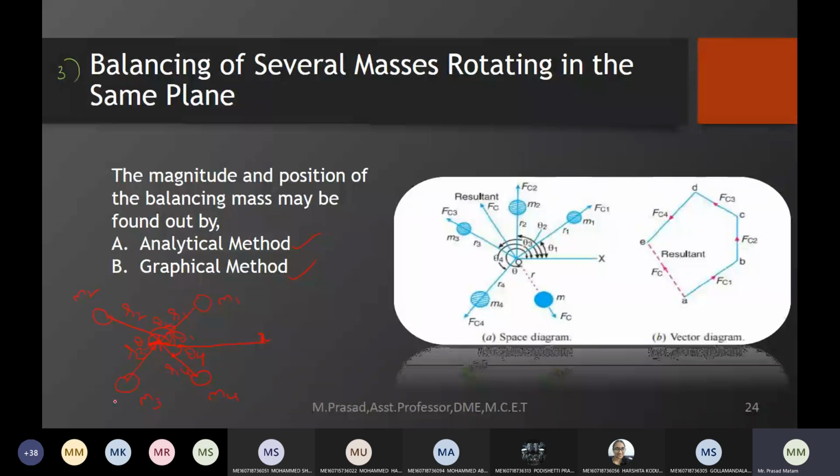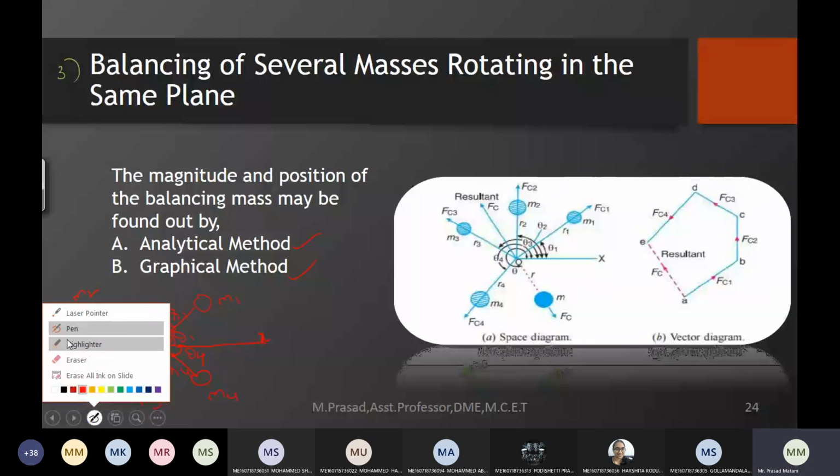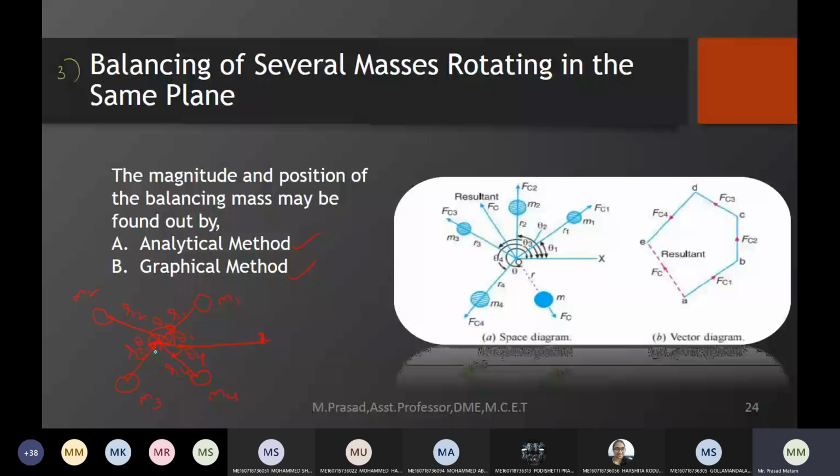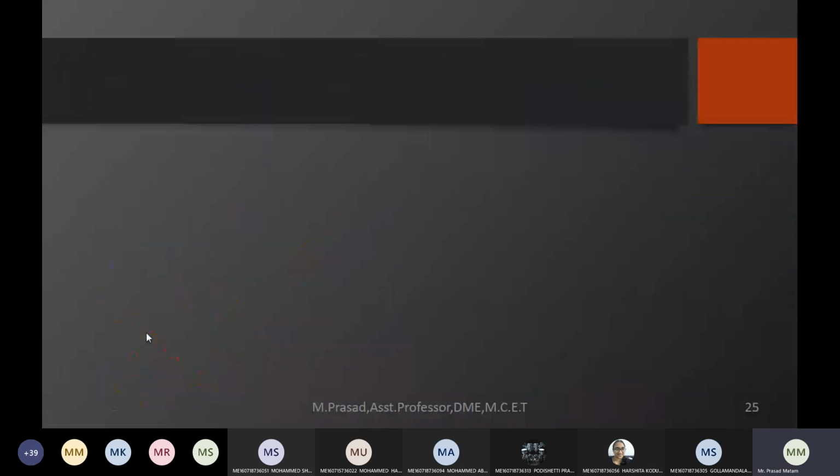These four masses are to be balanced with the help of a single mass. I don't know where it will come, so I am assuming it somewhere else here, and that's why I am drawing it with a dotted line. This is my balancing mass M, located at radius r. With respect to the x-axis, it makes an angle theta. Let me draw it separately, as it is clumsy here.